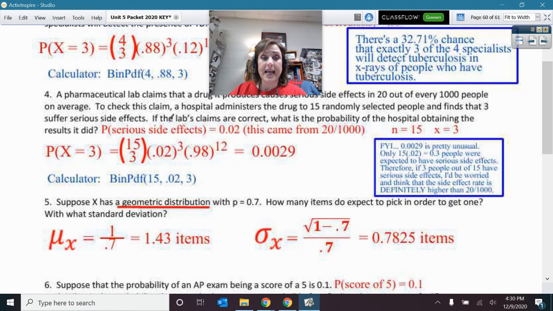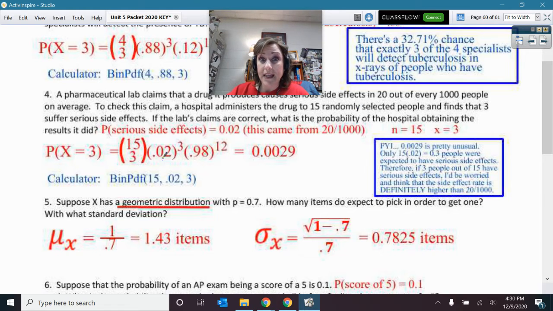So here we've got side effects going on, and serious side effects are told to us to happen in 20 out of every 1,000. Well, 20 out of every 1,000, that's 0.02. So that's the rate that we would have serious side effects. All right, so they go and they administer this drug to 15 people, and 3 of them came down with serious side effects.